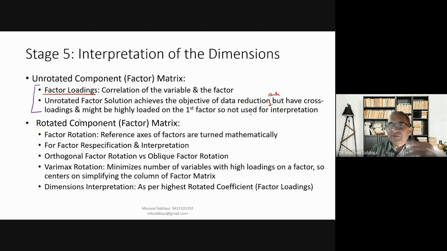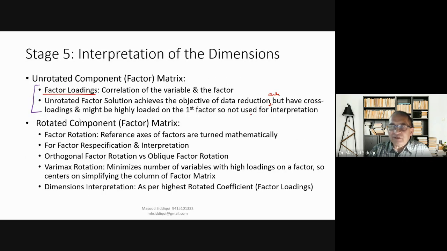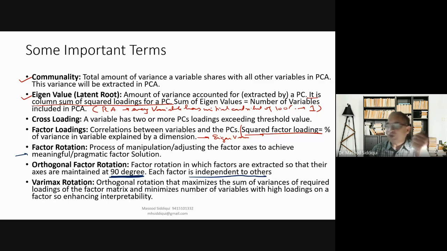And even if that is not the case, a variable showing high values with more than one dimension is a typical example of the cross-loading that I have explained. That variable has two or more principal component loadings exceeding a threshold value. So it means a variable cannot load to a single factor. So this is not a good case. So we should avoid that solution.